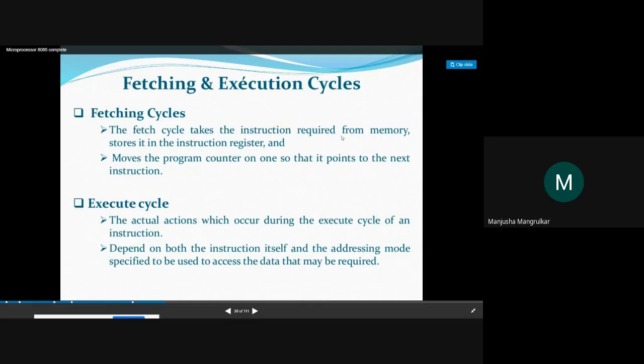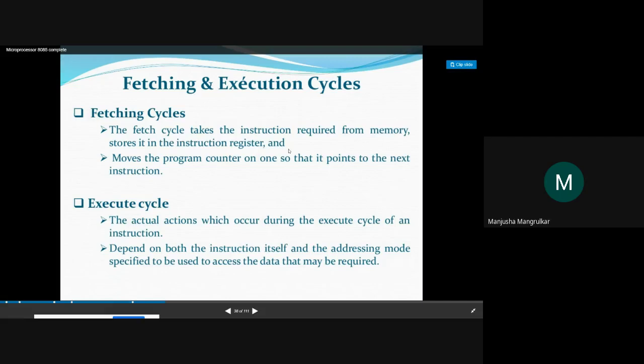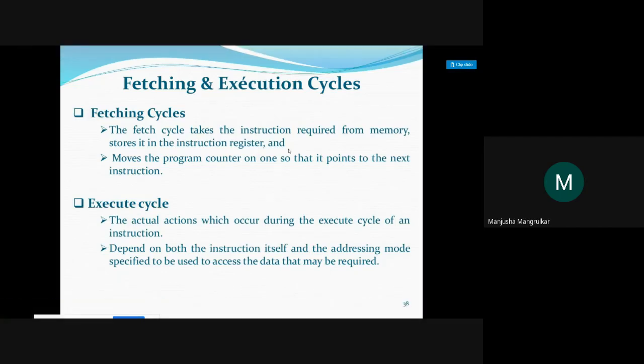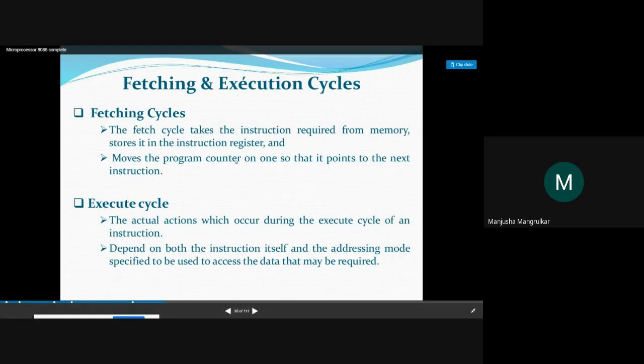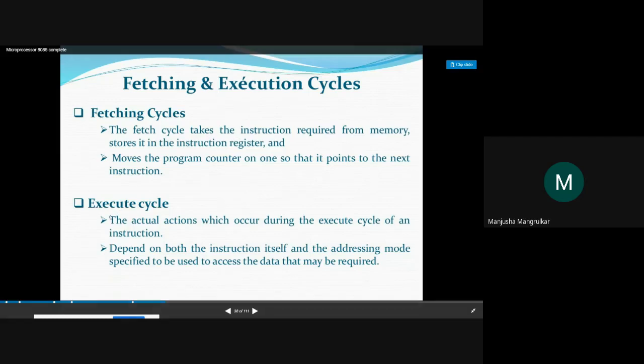right? The fetch cycle takes the required instruction from the memory and gives it into the instruction register, as we have seen in the architecture, right? Then the program counter is moved on by one, so that it points to the next instruction. After the first instruction is fetched, the program counter is automatically incremented by one and points to the next instruction, ready to fetch, right? So that is the fetch cycle.